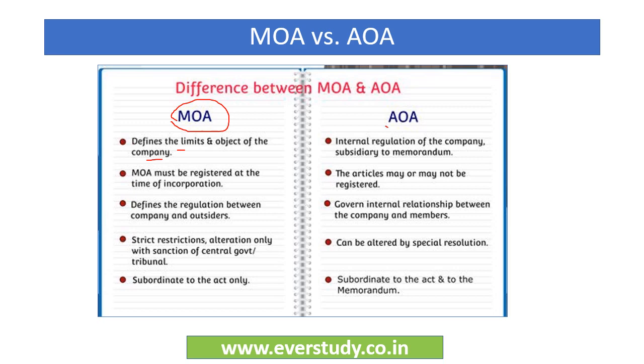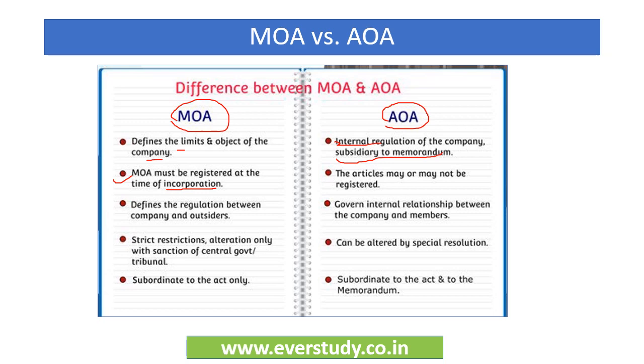When we talk about the Articles of Association, they more or less contain the details with regard to the internal regulations of the company. So they are not the primary ones, they are just subsidiary to the Memorandum of Association. MOA has to be registered at the time of incorporation, so you have to comply with the different formalities of the Registrar of Companies and register its MOA. But for articles this is not mandatory.